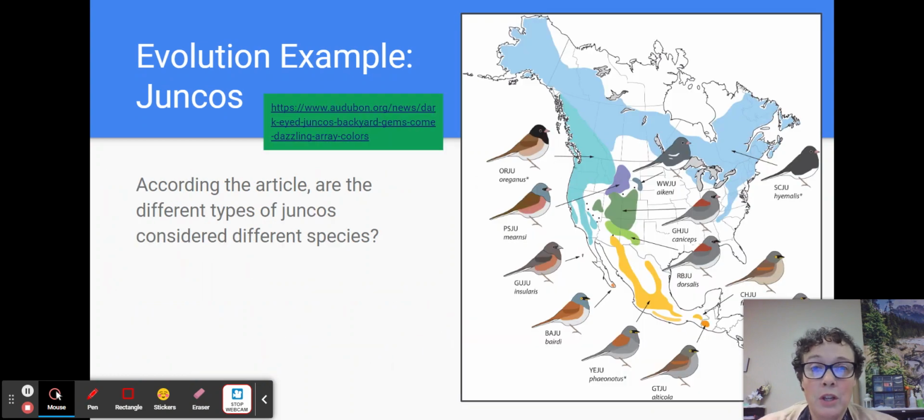So, looking at the article on the slide, are the different types of juncos considered different species? As of this time, genetically, they are not considered different species. They're considered subspecies. The reason being that in areas where the birds interact with each other, where their territories overlap, scientists have often found hybridization, where the birds with the different variations interbreed with each other and produce offspring that can reproduce as well.